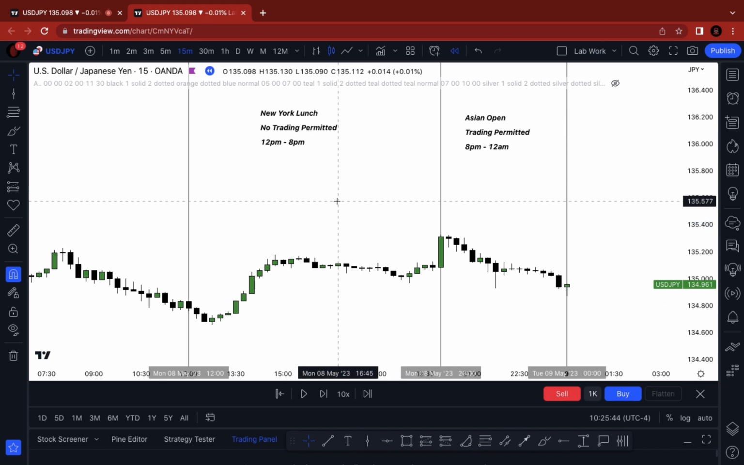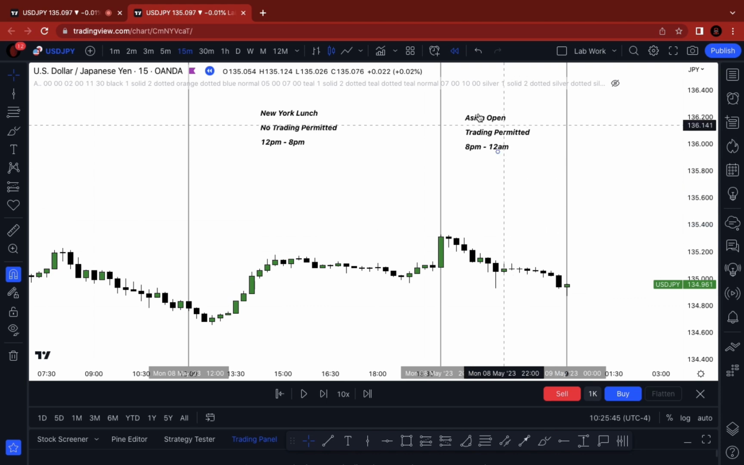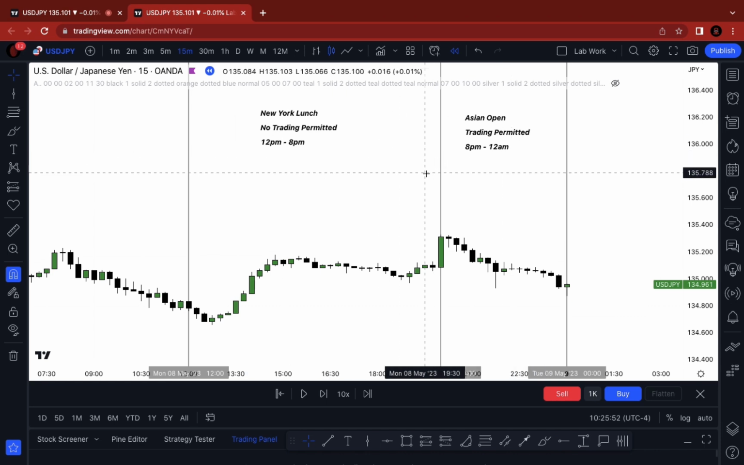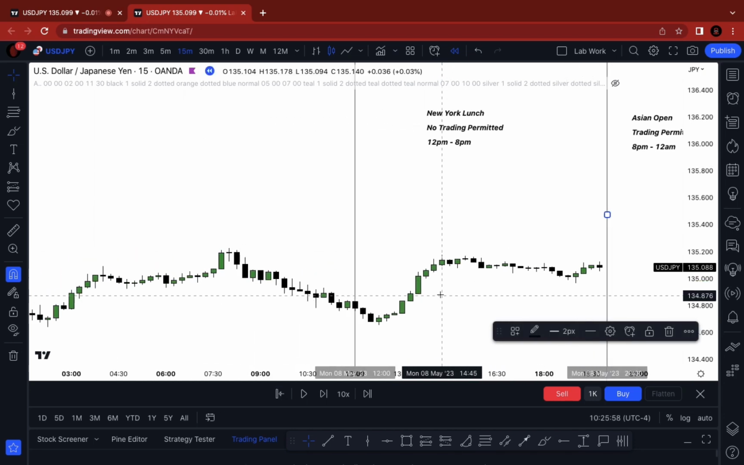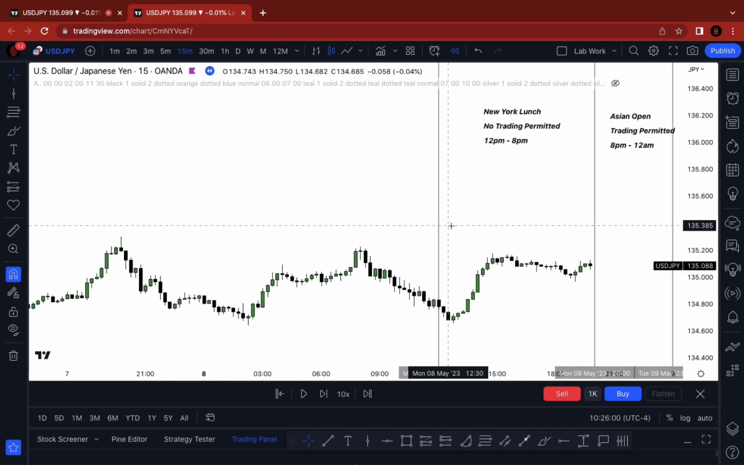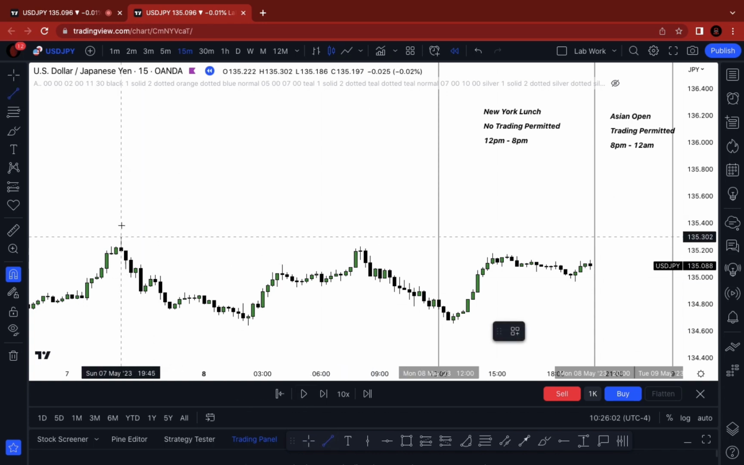I avoid this session and I trade the next session, which is the livest session, Asian Session Open. Trading is permitted 8 to 12 a.m. New York Eastern Standard Time. But just prior to Asian, I'm marking off all my buy side and sell side liquidity. Now for this one, there was another bonus. I've added in this high here.